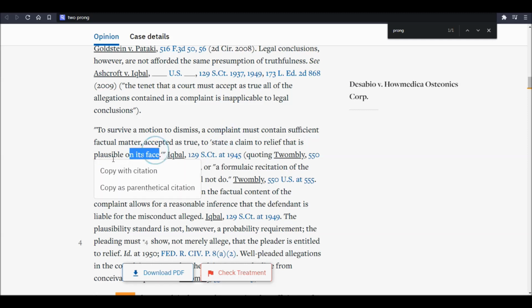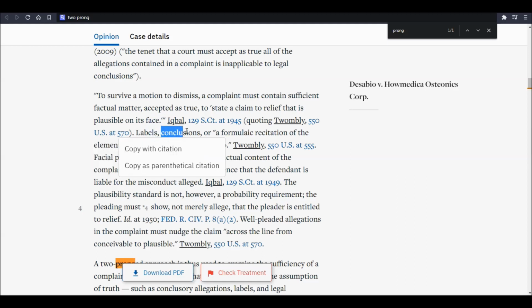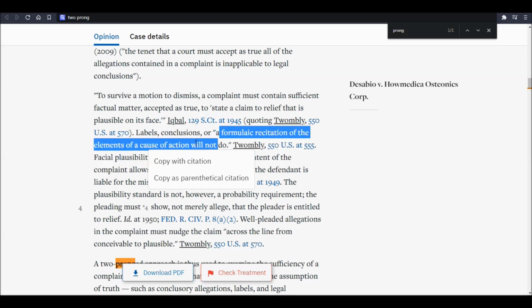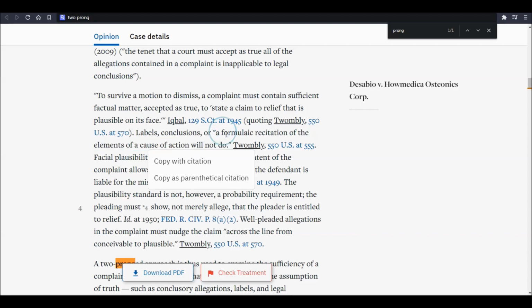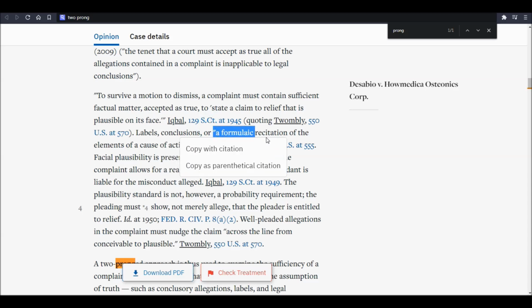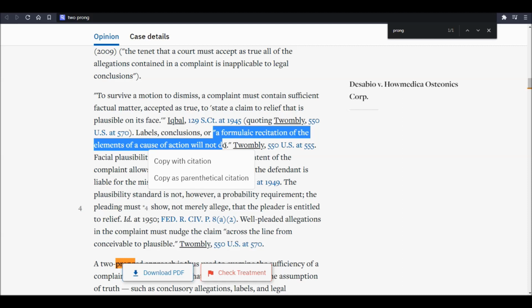Plausible on its face refers to prima facie evidence rather than substantial evidence. Labels, conclusions, or a formulaic recitation of the elements of a cause of action will not do. This is what a lot of people do. Merely saying that you've violated my right to this, you violated my right to that, is not enough. This formulaic recitation of the elements of a cause of action that will not do is what many people do in fact. What you have to do is you have to show the context, the specific circumstance, based on the rules of evidence.